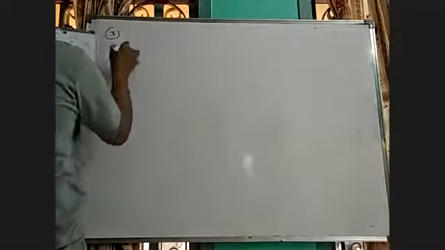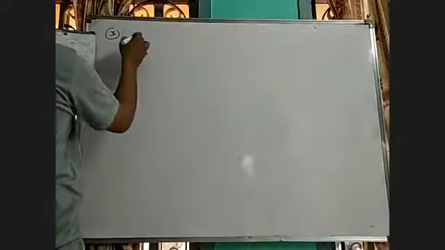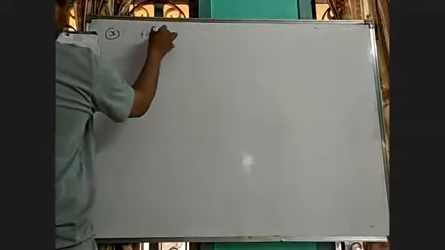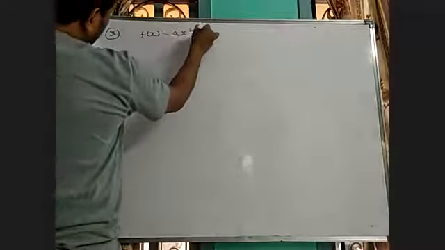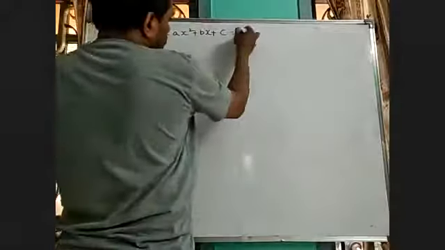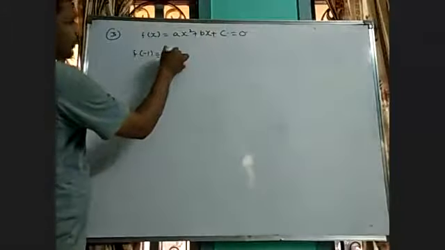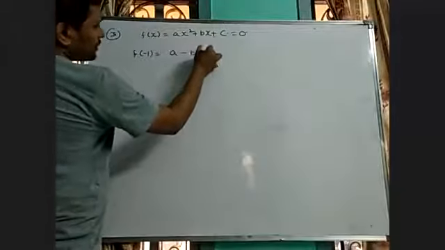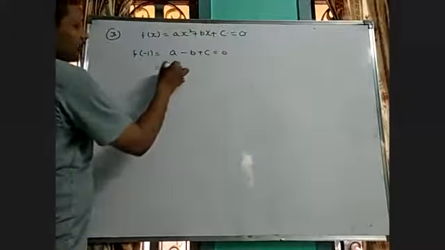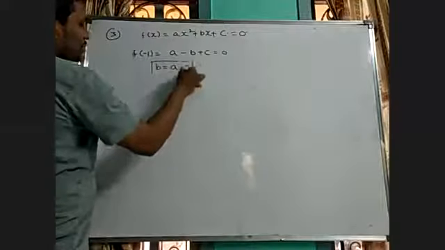Next question number three, you can see what they give. f of minus 1, minus 1 is the root of f of x equal to 0. f of x means if you take ax square plus bx plus c equals 0, I am taking. Next, if you see there, f of minus 1 they give. f of minus 1 means what we get? a minus b plus c equals 0. From this b is equal to a plus c we are getting.